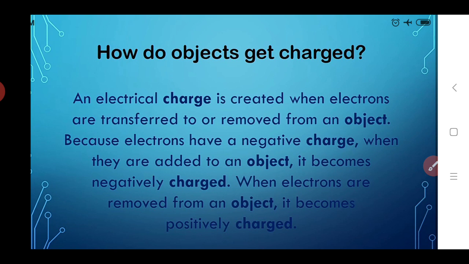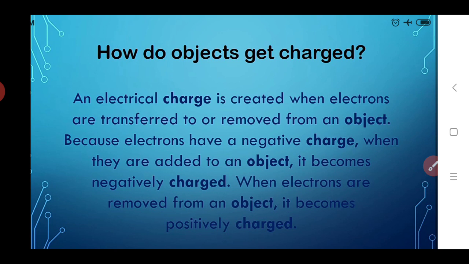So in that case, what happens? Electric charge is created. Because electrons have negative charge, when they are added to an object it becomes negatively charged. When negative charge is added to a particular object, then the object becomes negatively charged, meaning it becomes full of negative charges.